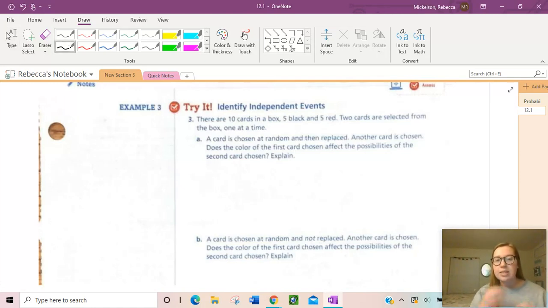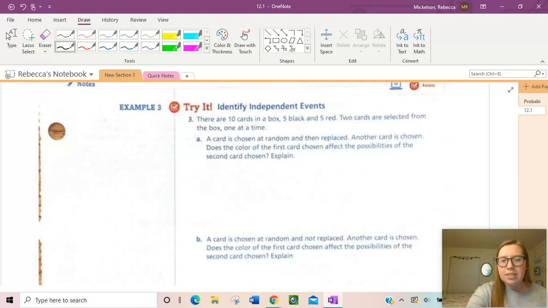So it says there are 10 cards in a box. 5 of them are black and 5 of them are red. 2 cards are selected from the box at one time. So part A says a card is chosen at random and then is replaced. Another card is chosen. Does the color of the first card affect the possibilities of the second card chosen? So if we draw one, we put it back, and we draw another one, is anything changing about our first and our second event? Are the probabilities or the possibilities changing?